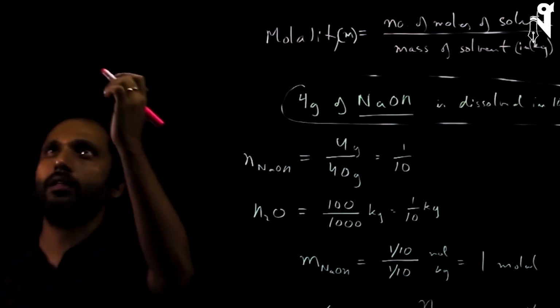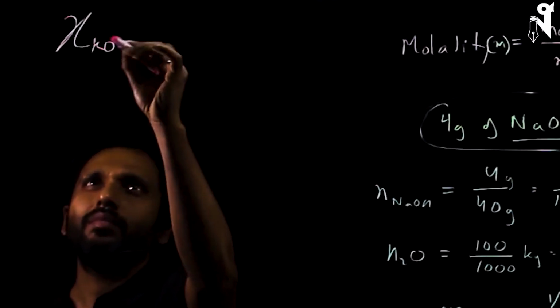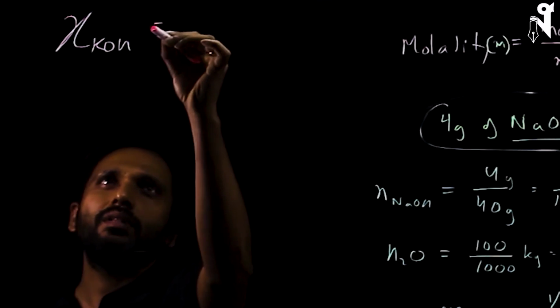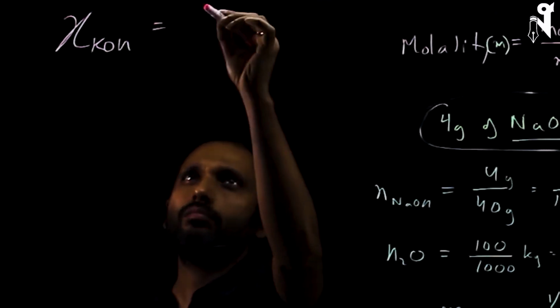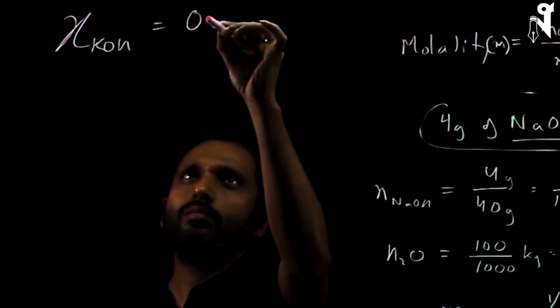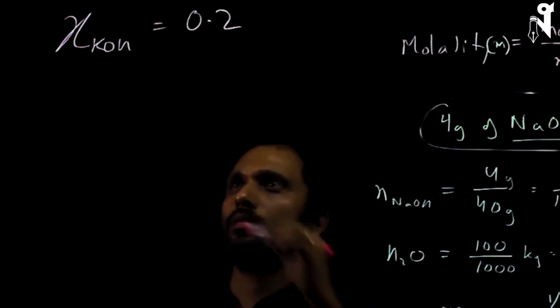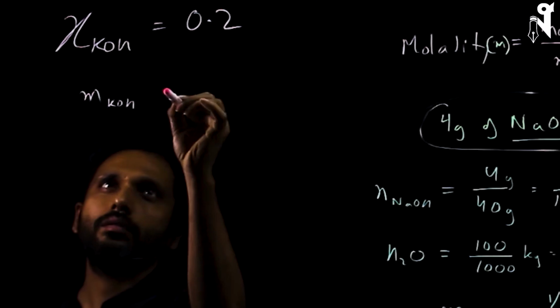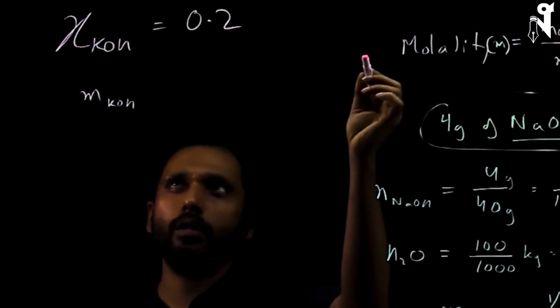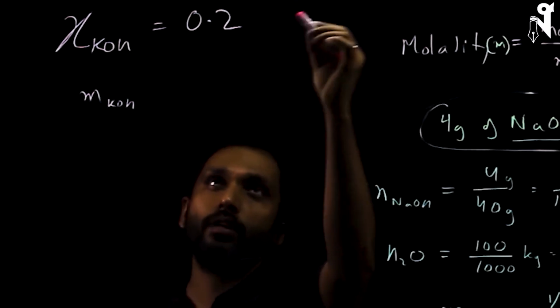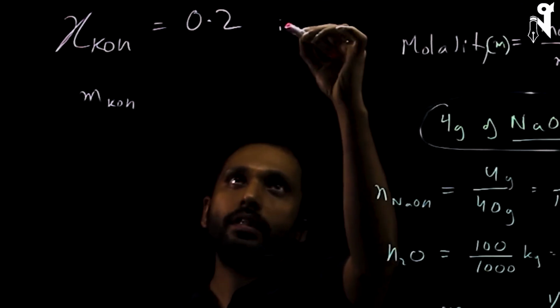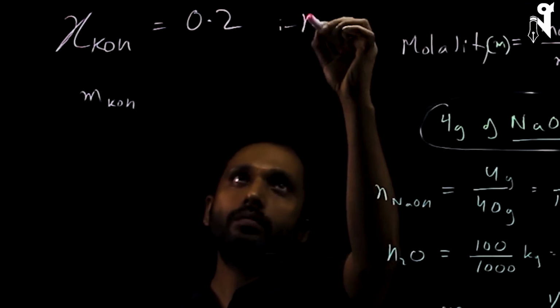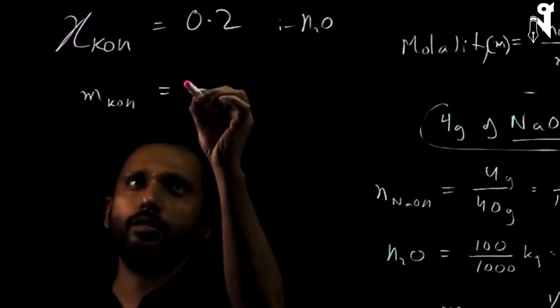Say mole fraction of a KOH solution is 0.2. Find the molality of KOH. There is a solution in water. There is the mole fraction of KOH in water. That's the only other species. That's water. Nothing else. So find this. I hope you got it.